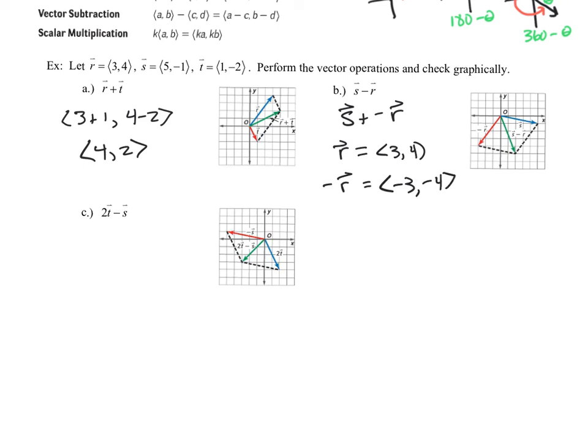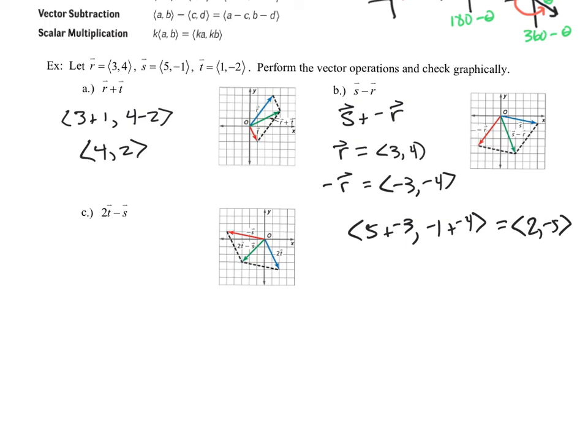Okay, so now let's add together s with components 5, negative 1, to the opposite of r. So s plus the opposite of r is going to be 5 plus negative 3. I just took 5, the x component of vector s, plus negative 3, the x component of the opposite of r, and then to get the y component, we're going to take negative 1 plus negative 4. Of course, you could write that 5 minus 3 and negative 1 minus 4 if you want, but your final answer is going to be 2, negative 5.